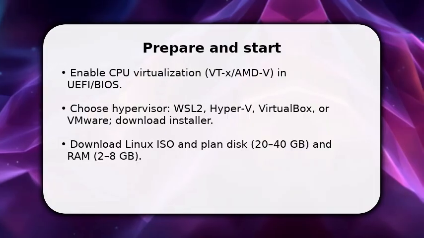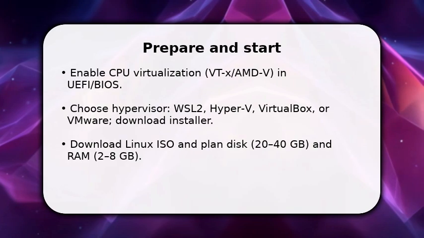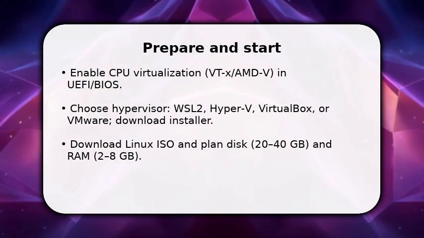Allocate CPU cores, 2 to 8 GB RAM, and 20 to 40 GB disk depending on use. Make sure to note network mode, NAT versus bridged, now so networking works correctly.